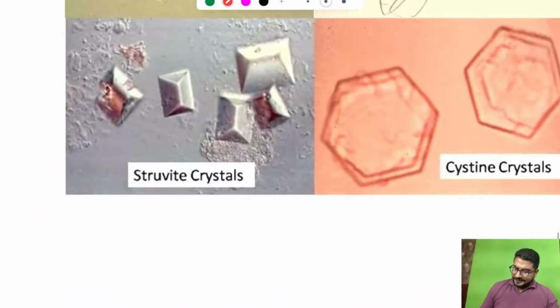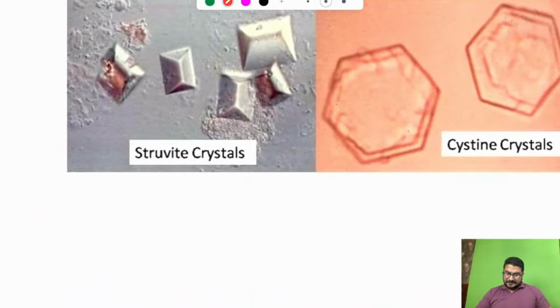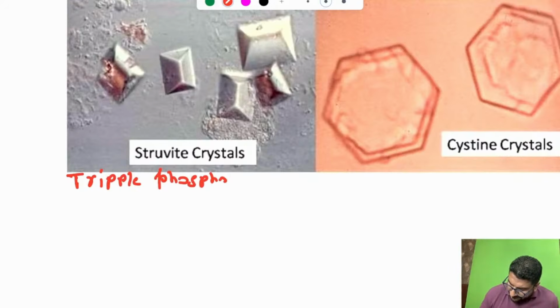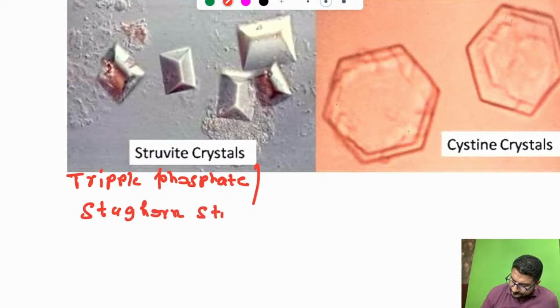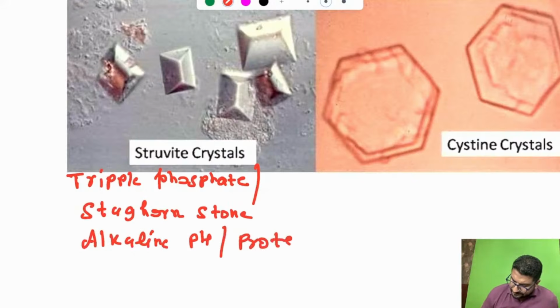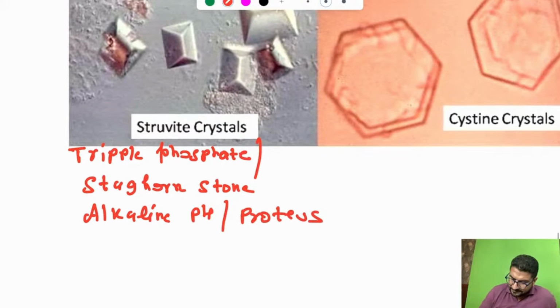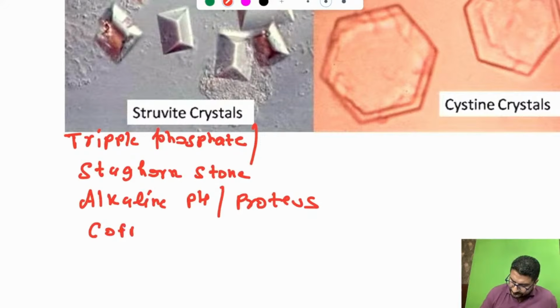Then this is struvite stone. They ask many questions in the exam from struvite stone. Struvite stone is also called triple phosphate stone, or we call this staghorn stone. This is the only stone which will precipitate in alkaline pH, and this stone is associated with Proteus infection. And if you talk about shape, this shape is called coffin lid, the lid of the coffin in which a dead body is carried. That's called coffin lid shape.